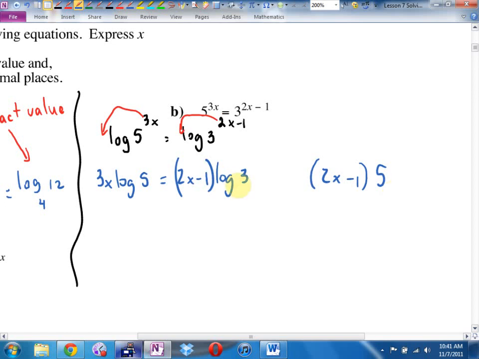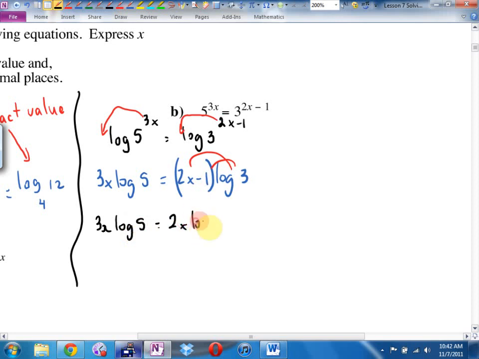If I don't have the brackets there, the number of kids that just drop the 2x down and don't realize there's going to be a log attached to it, which there is going to be, and then I have to stop marking and give them 0 for the rest of it because everything else is garbage. Drop the 3x log 5 down, and I get 2x log 3 minus 1 log 3, except you can't make me write the 1 because it's invisible.